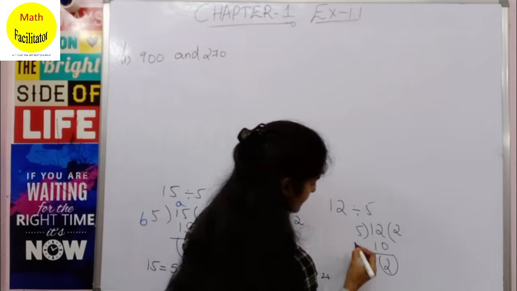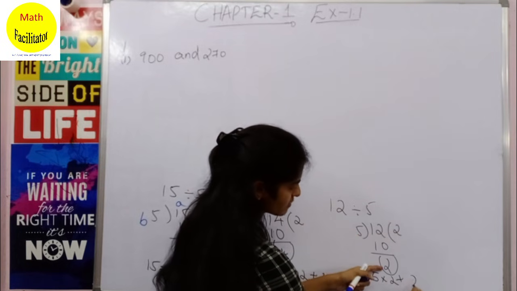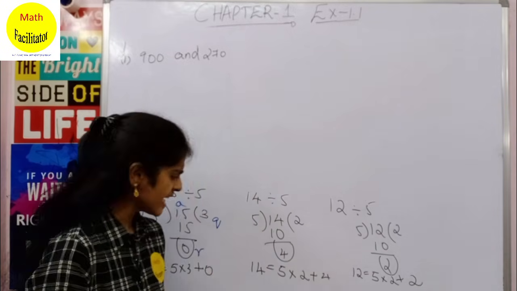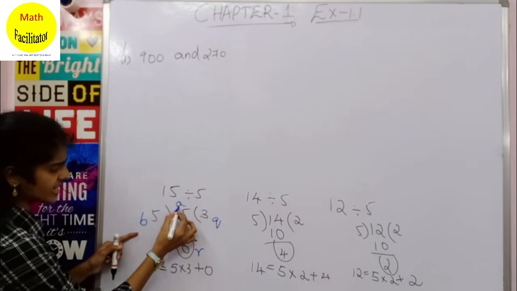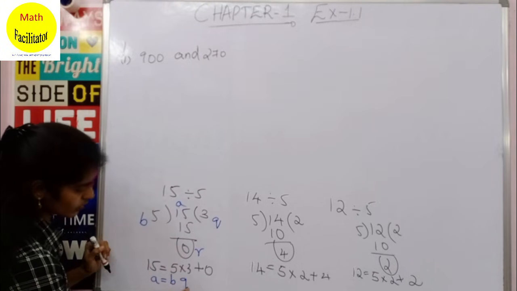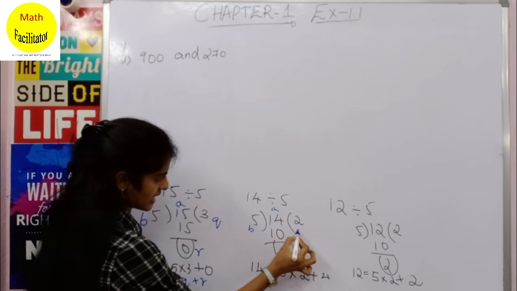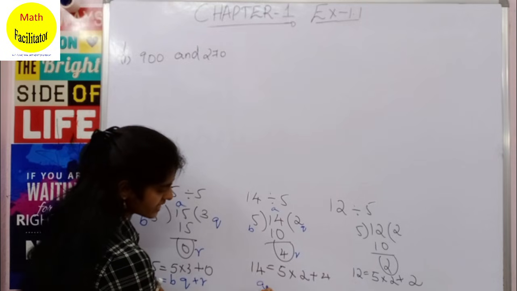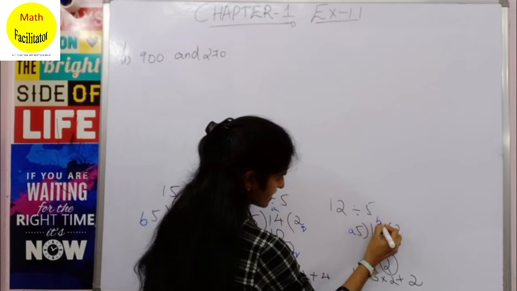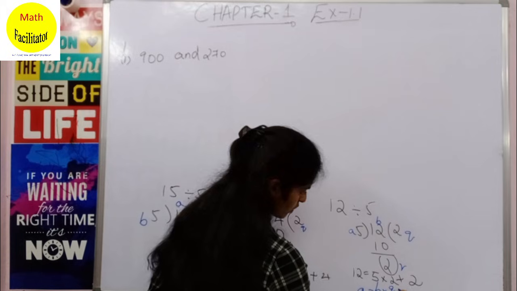Now 12 you can write as 5 multiplied by 2 times plus the remainder 2. 5 multiplied 2 times gives 10, and 10 plus 2 is 12. In every case, if you take the dividend as A, the divisor as B, the quotient as Q, and the remainder as R, you can write A is equal to BQ plus R. Dividend is equal to divisor into quotient plus remainder.